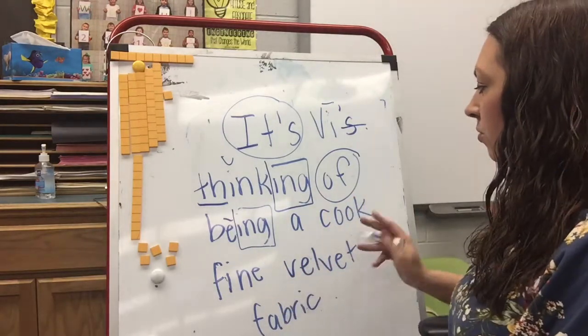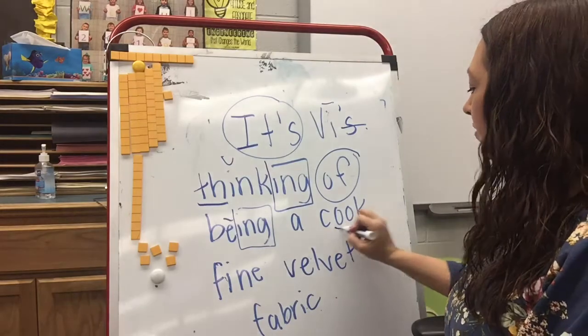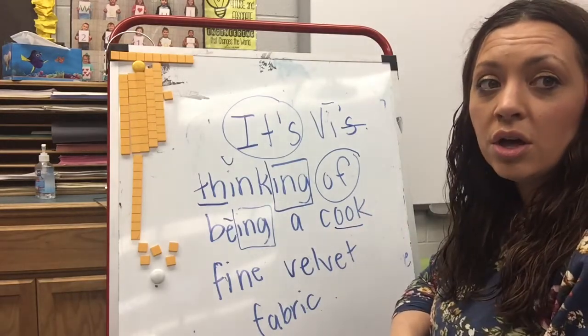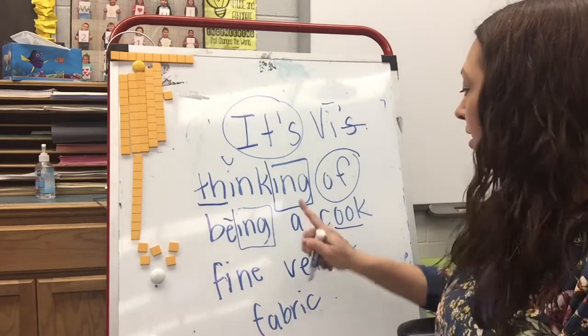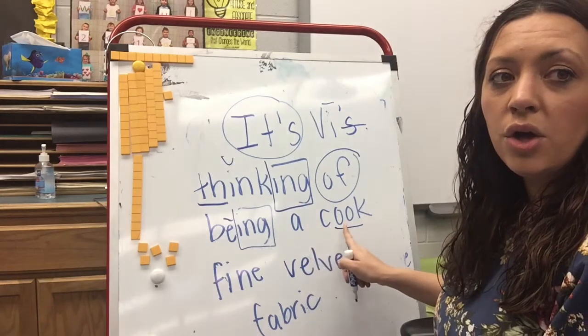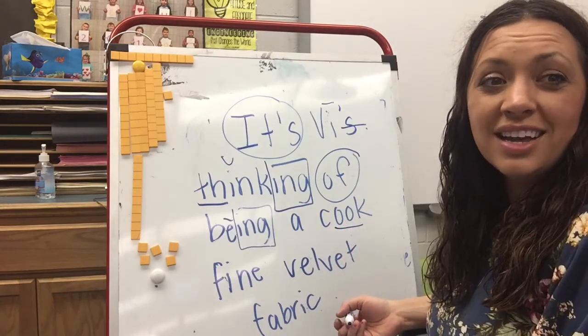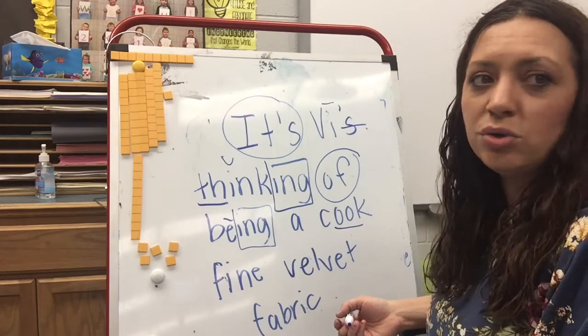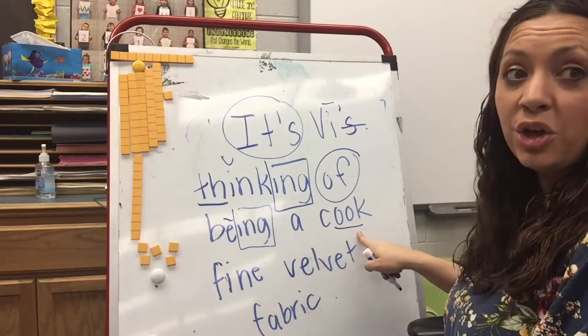and then what about that word? It's got that O-O digraph. And remember, that can say oo or it can say ooh. We have to figure out which one we're going to use, okay? So I have k, cook. So the short one worked on that one because I couldn't say kook. Kook wouldn't make sense. So thinking of being a cook.